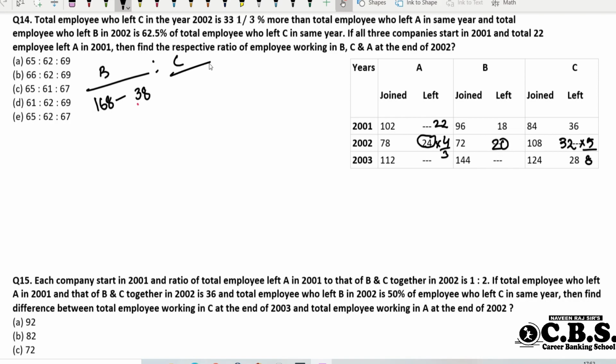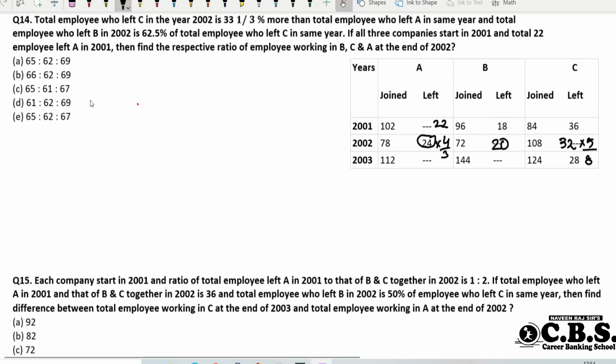38. I take the C value. So next is the C value. It is 192. 192, so 36 and 32 is 68. Okay, it's clear. So B value is how much? 168. How much left? 38 left.